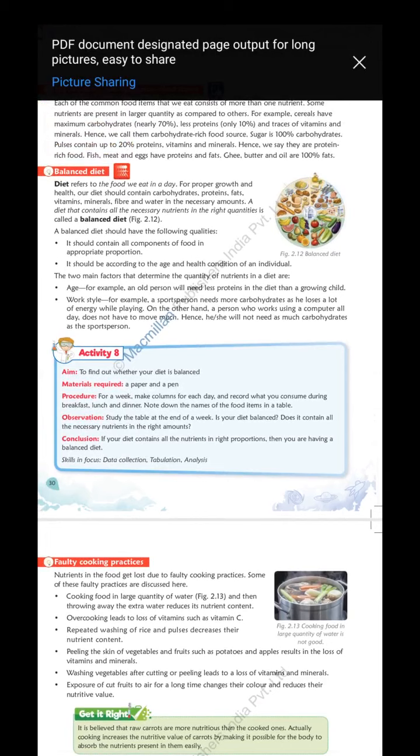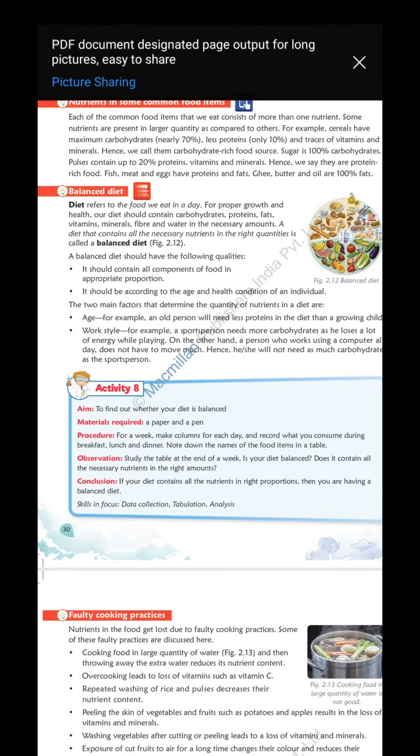Balanced diet means all the nutrients we have to take in proper proportion. Okay, అన్ని తీసుకోవాలి. Proteins we have to take, carbohydrates we have to take, vitamins, minerals, all covered, if we take food like that, that is balanced diet. Diet refers to the food we eat in a day, for proper growth and health. So nutrients in the right quantities, nutrients in right quantities we have to take. Okay, that comes under balanced diet.